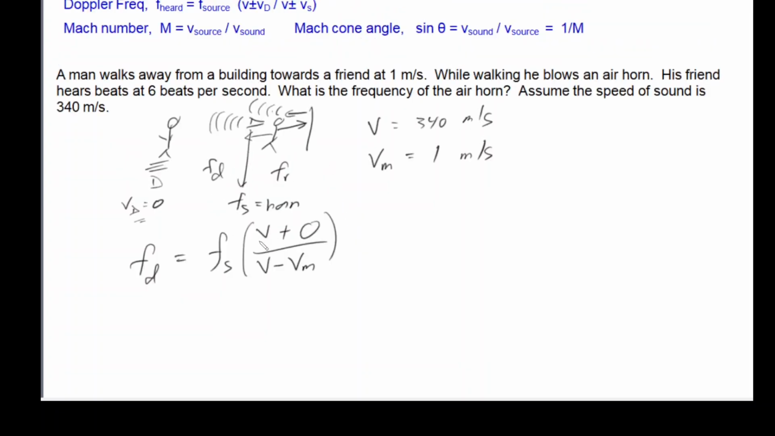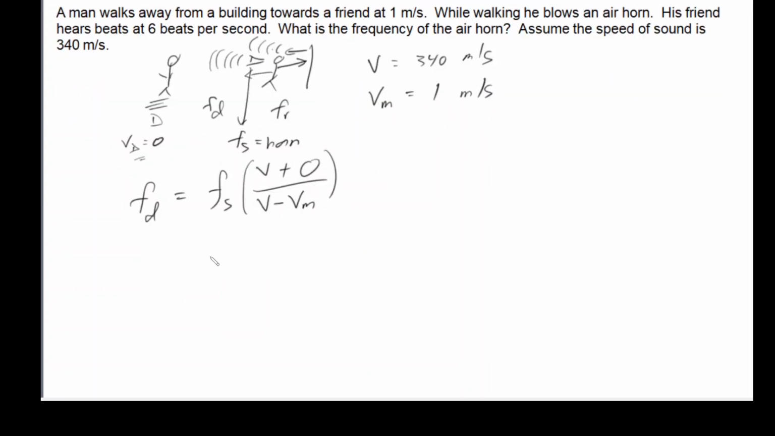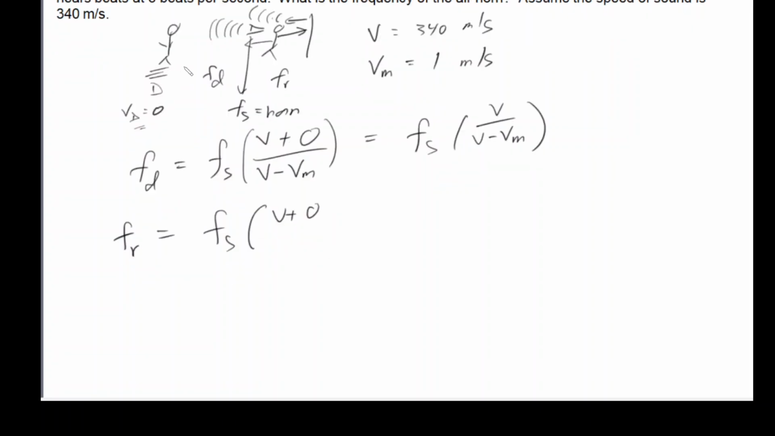So this is the frequency, the Doppler shift of the direct horn sound, and that's equal to f of s times velocity of sound over velocity of sound minus velocity of man. Now let's look at the frequency of the reflected sound that the man hears. So in this case, it's f of s times v plus 0, because the detector, the man, is not moving, over velocity plus v of m.